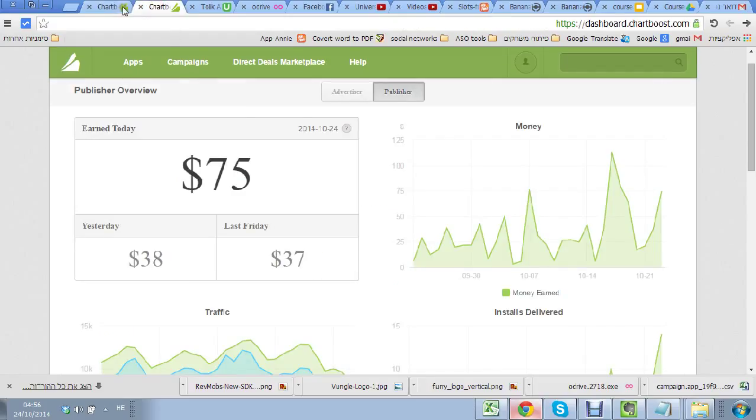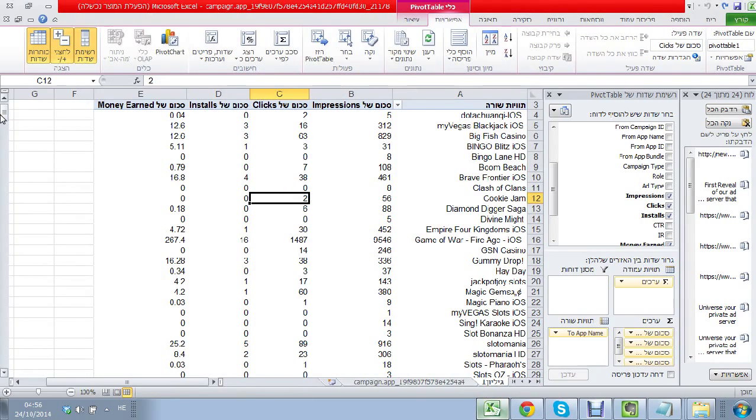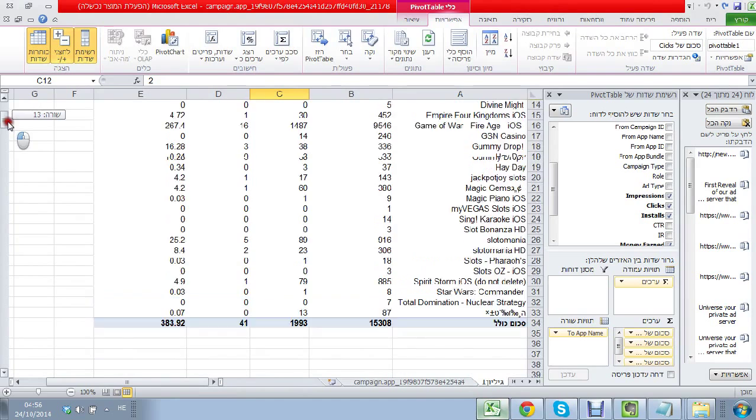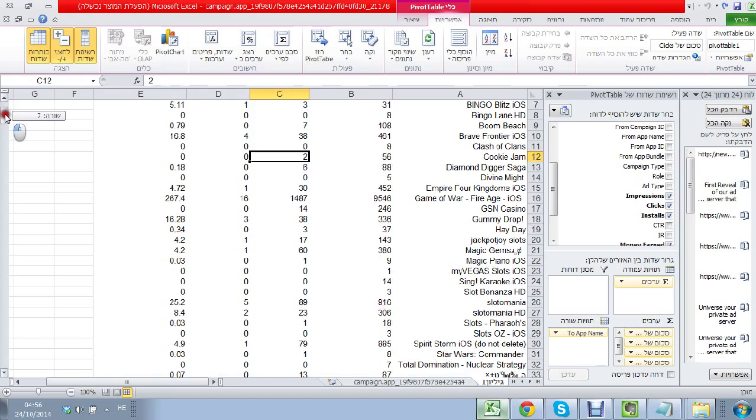not like you saw, not only showing Game of War, but if you see clearly, it's like 70% Game of War, and the different ads that show here also give not bad CPM, by the way, to the game.